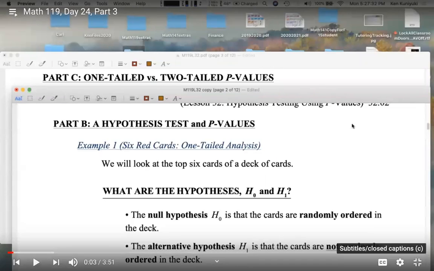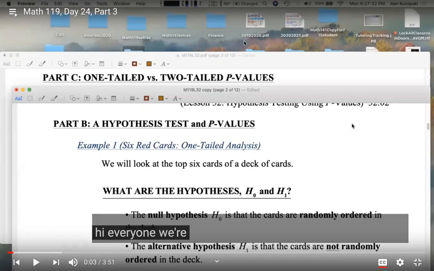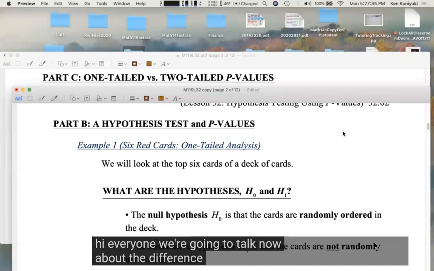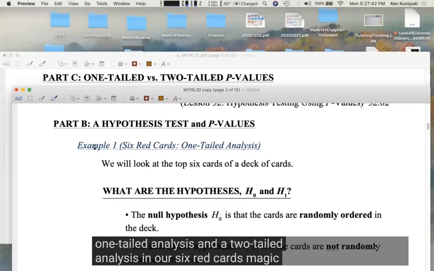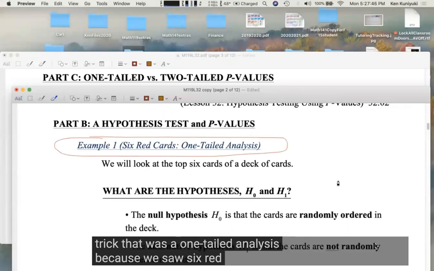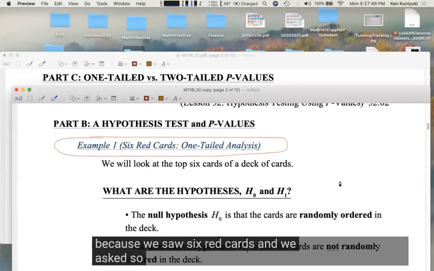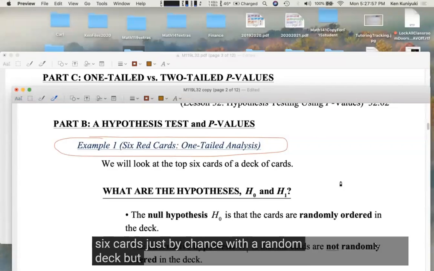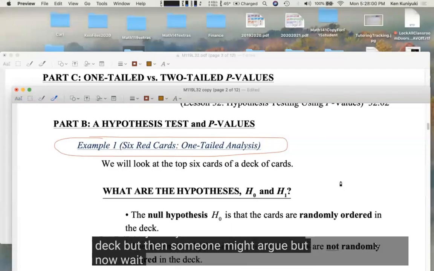We're going to look at some variations on this. All right. We're going to talk now about the difference between a one-tailed analysis and a two-tailed analysis. In our 6 red cards magic trick, that was a one-tailed analysis because we saw 6 red cards and we asked, what was the probability of getting 6 red cards among the first 6 cards just by chance with a random deck? But then someone might argue, but now wait a minute.